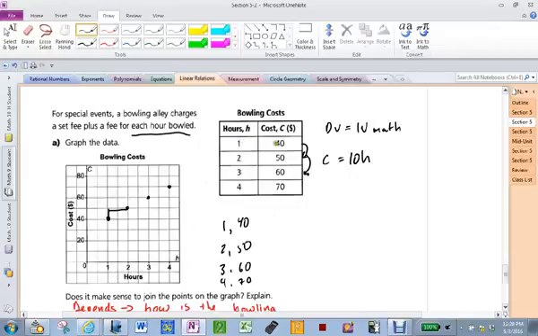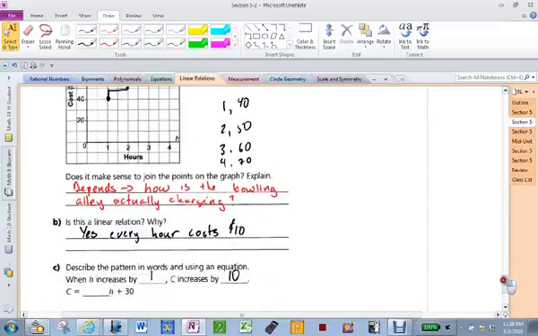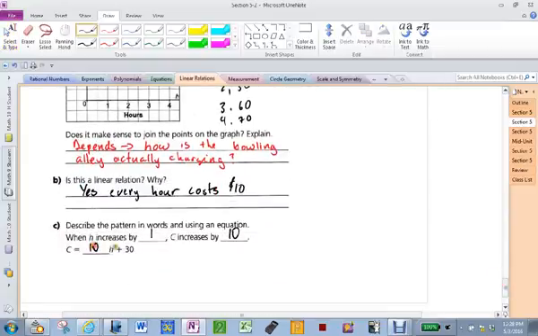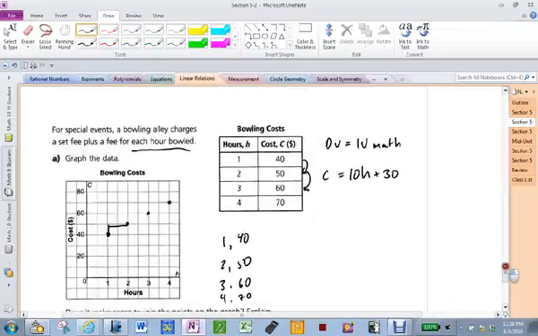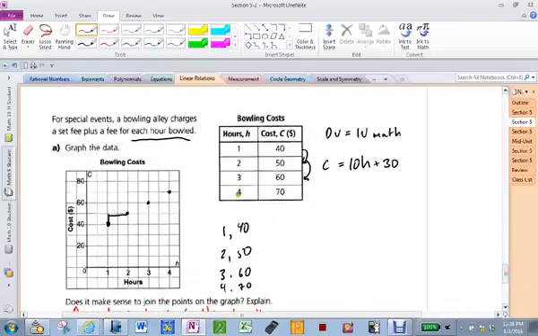But I don't need 10. I need 40. So 40 plus... Plus 40? Now you're plus 2. Plus 30. 10H plus 30. And then we check. Does it work for everything? Is 10 times 4 40? Yeah. Is 40 plus 30 70? Yeah. So we know we're right. Everybody good? Great!